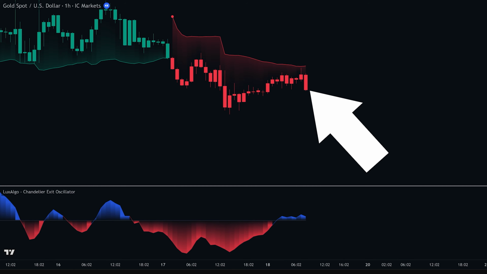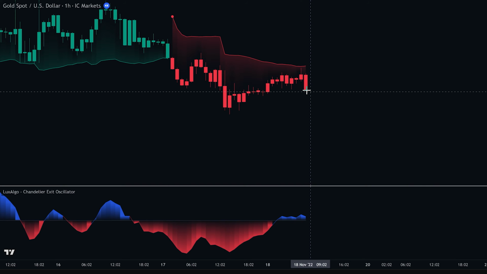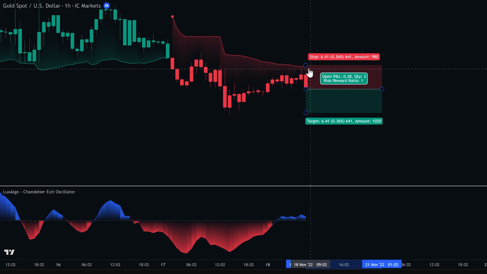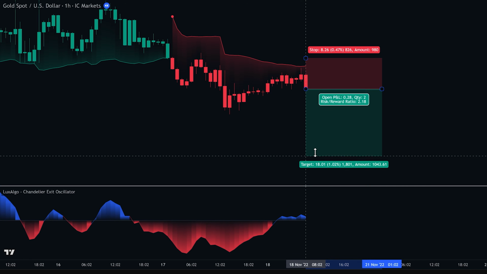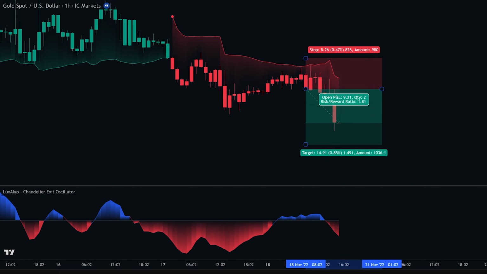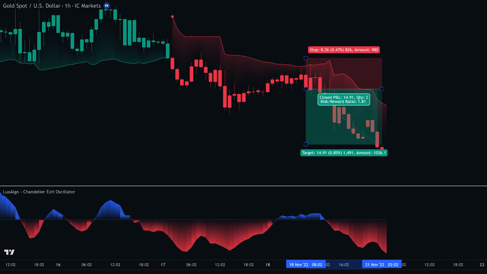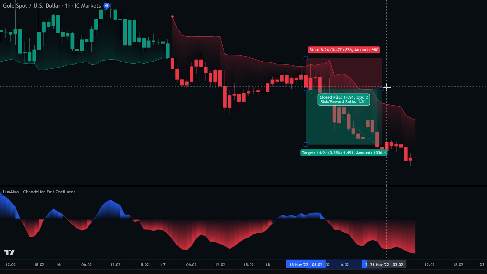When a bearish rejection candle appears, enter your sell trade. Place your stop just above the retest candle's high and set your target at a 1 to 1.5 risk-to-reward ratio. If you allow this trade to run, you will see that it easily reaches your profit targets.